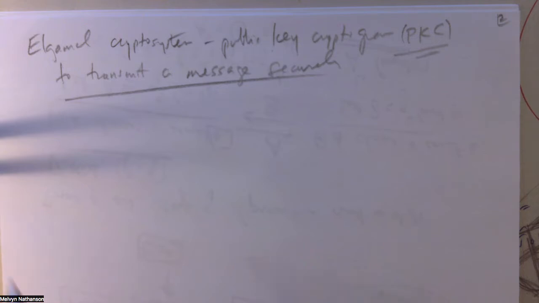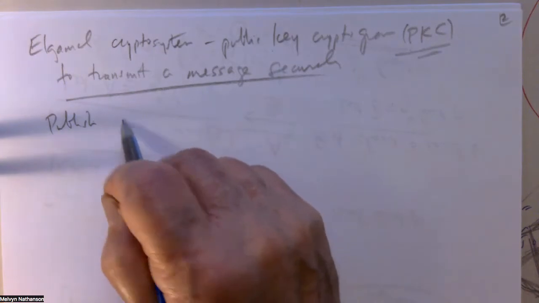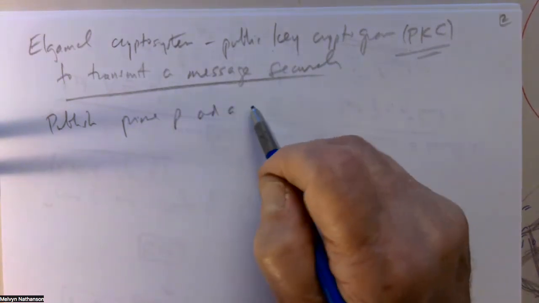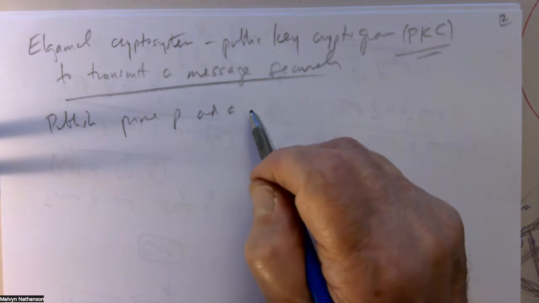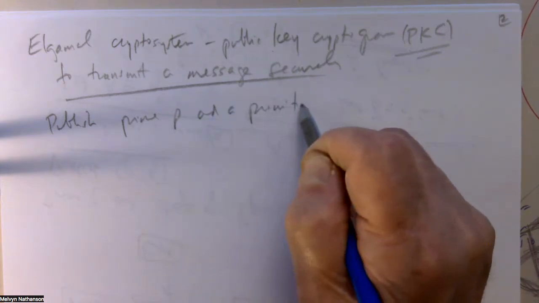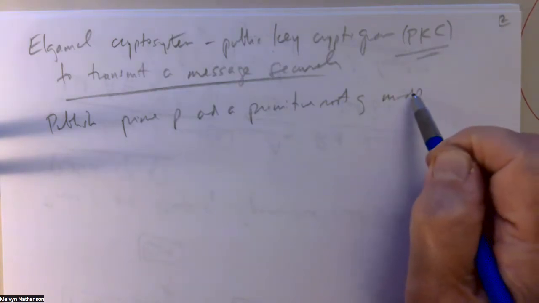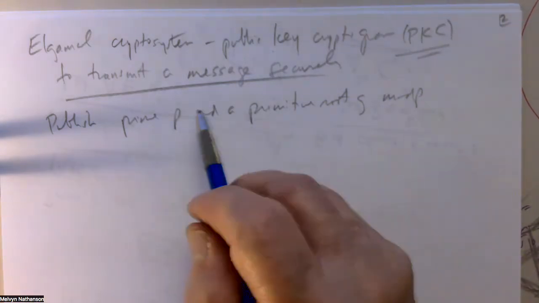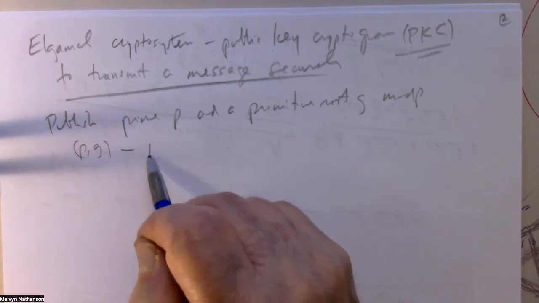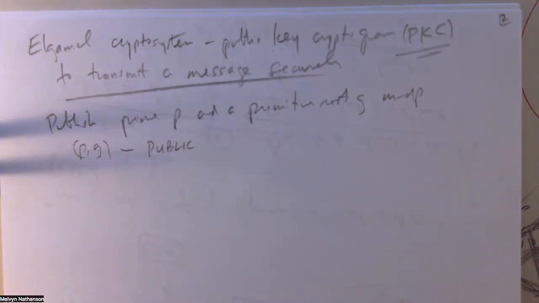So you start off by publishing to the world, again, a prime P and an integer G that has very large order mod P. For example, a primitive root G mod P. So everyone knows this pair P and G. This is public knowledge.